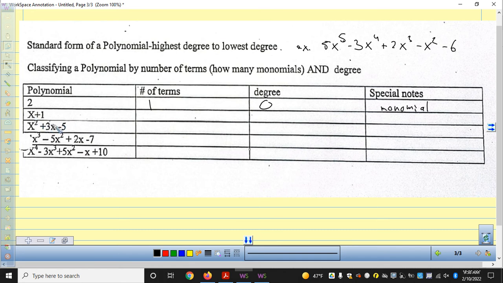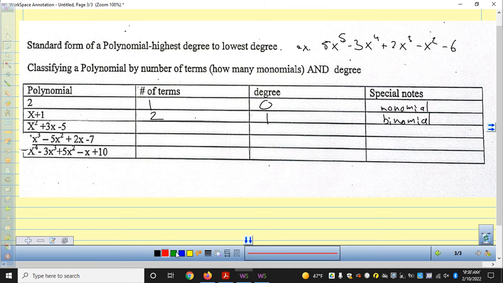All right, the next one, x plus 1. How many terms do we have? 2 terms. Degree? 1. Remember the exponent on this variable we think of as 1, so that'd be the first degree. And for a 2-term polynomial, we call it a binomial. It's not incorrect to call it a polynomial, but we also refer to it as a binomial.